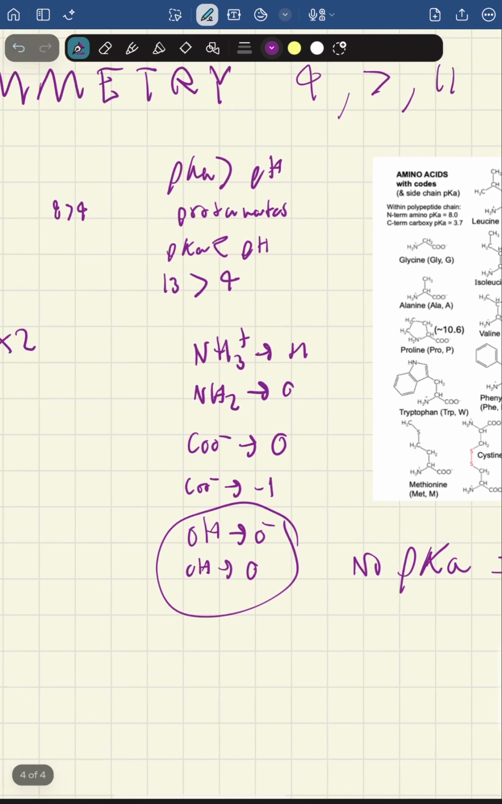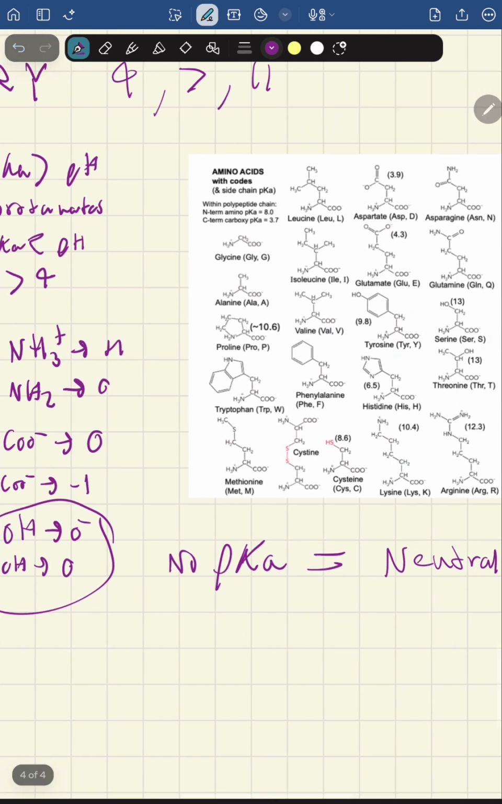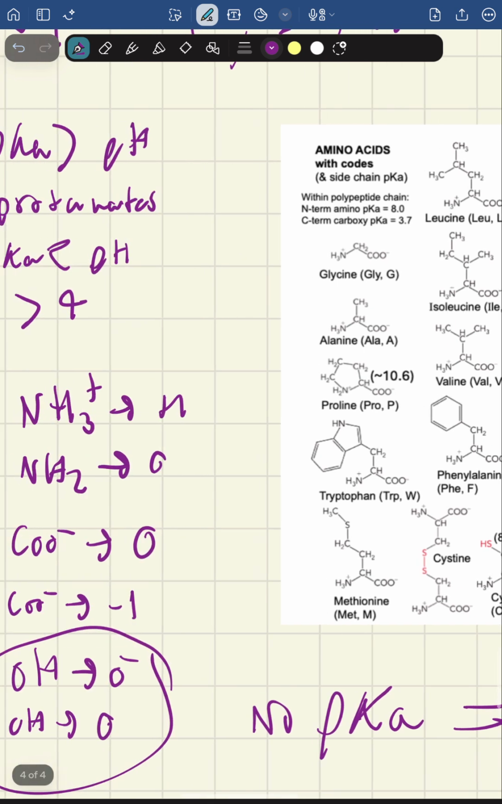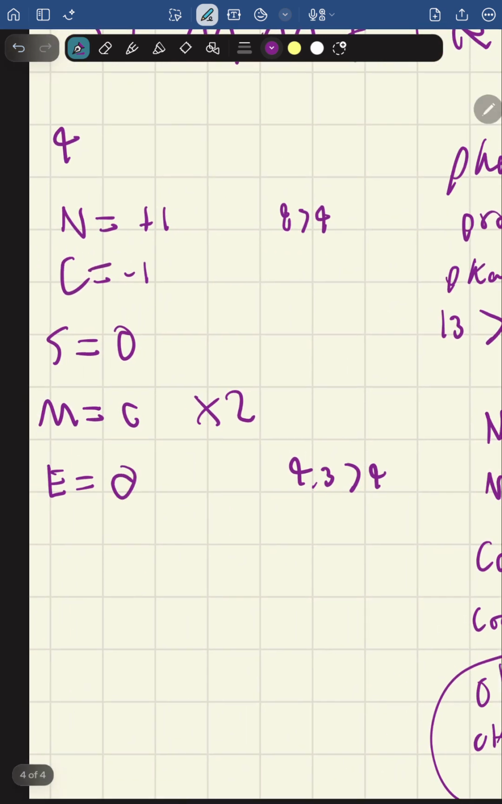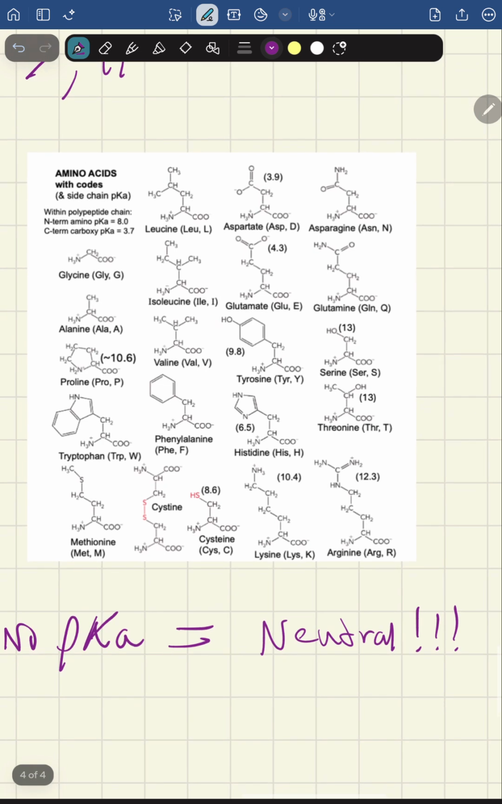pK is 4.3. It is also bigger than 4. So it protonates. Now in this scenario, the side group is just what? It's just a carboxyl group. And what does that mean? If it protonates for a carboxyl group, what is the answer? It is a 0. Boom, another 0 in the books. It's getting easy, isn't it?